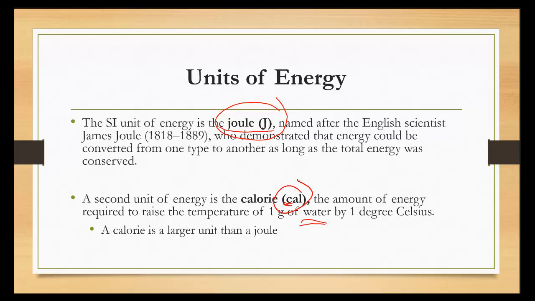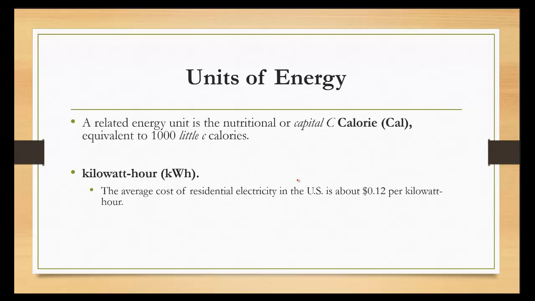Now I mentioned the lowercase c. A capital C relates to nutritional calories. This is what you're going to see on food products, and it's equivalent to 1,000 of the regular calories with the little c. And then following we have kilowatt hours, which is just another unit, and the average cost of residential electricity in the U.S. is about 12 cents per kilowatt hour. Kilowatt hours is what you actually measure the electricity in for your home.